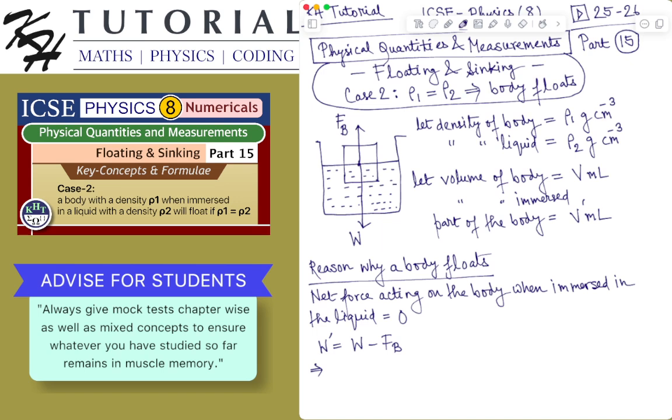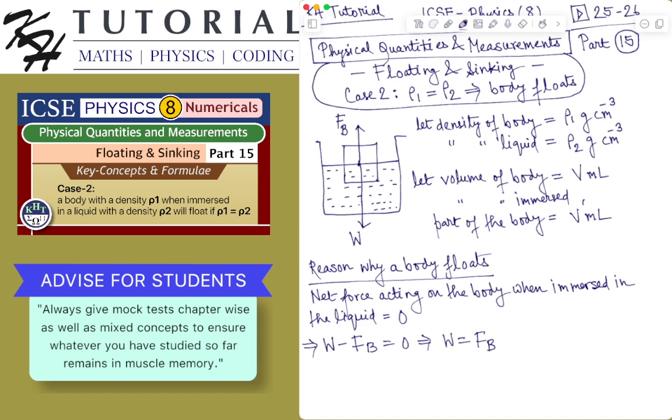Actually, the net force is zero. So the body floats when the net force is zero. Okay. Now, what is the net force? The net force we know is W minus Fb. This implies W minus Fb is equal to 0, and this implies that W is equal to Fb. So when the buoyant force becomes equal to the weight of the body, then the body floats.